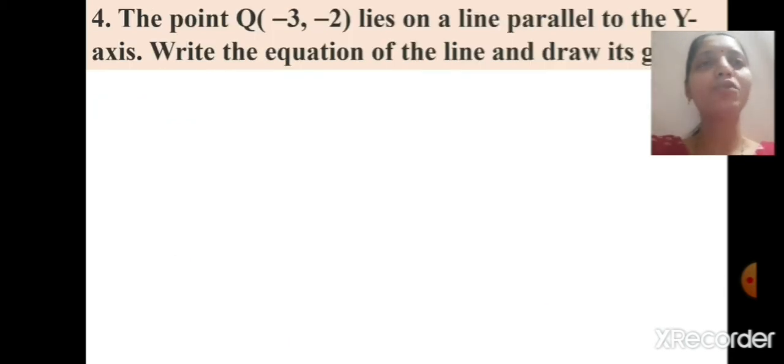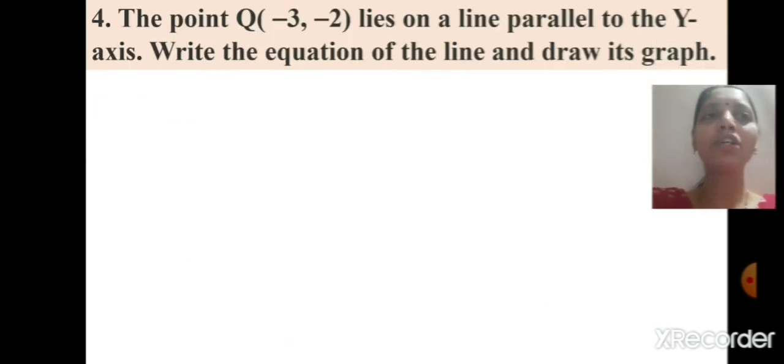Now let's move on to the next question. The third question I have given in the assignment, so you have to solve that question. It is similar to the second one. Now let's see the fourth question. The point Q (minus 3, minus 2) lies on a line parallel to the y-axis. Write the equation of the line and draw its graph. In this question you have to find the equation of the line and also draw its graph.